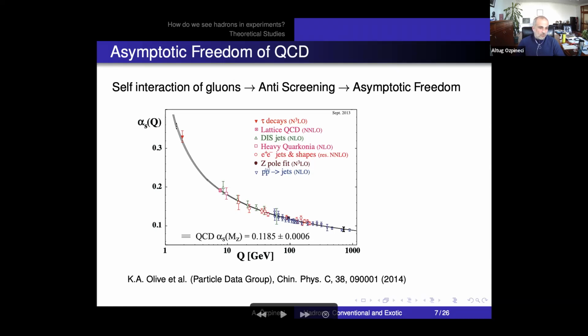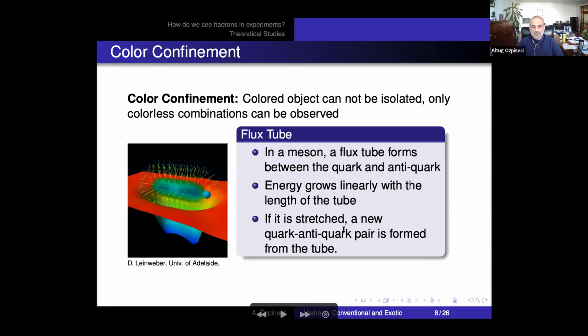Well, confinement is somewhat more complicated. Although we do believe that QCD is confining, there is no definite proof for that. Here on the left you see a simulation, a lattice QCD computation, where you actually see this tube forming between one quark and one anti-quark. Within this tube, we have the color electric and magnetic fields. They concentrate within this tube.